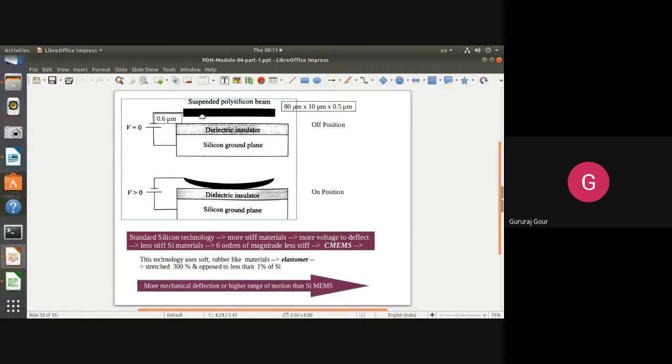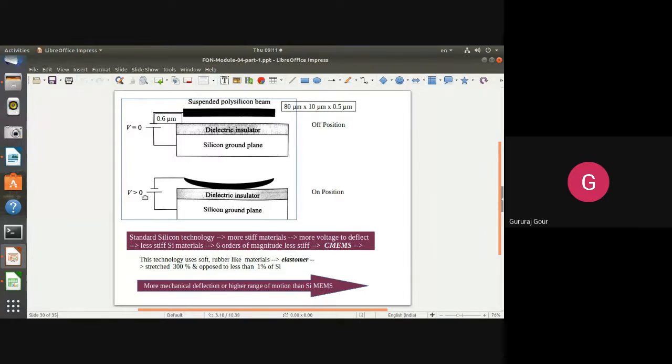So the thickness or dimensions have been mentioned here, and the top figure is going to indicate how the structure will appear using MEMS technology during the off position. The polysilicon beam volume dimensions he has given are 80 by 10 by 0.5 micrometer cube, and the dimension of this one is going to be 0.6 micrometer. So with zero biasing voltage, your beam will be kept at a distance away from this dielectric insulator. The gap will be there, and this is what happens during the off position.